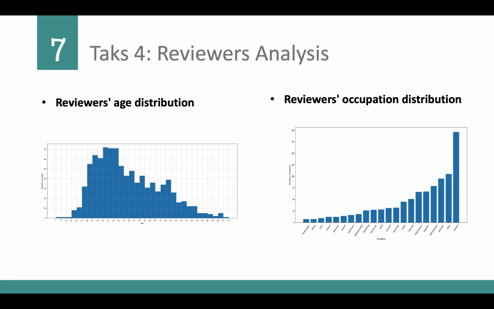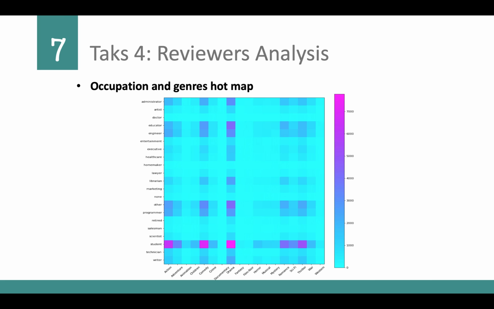Okay, my name is Shen Shaohong. I will introduce our task, Reviewers Analysis. We use the MovieLens 100K dataset, which contains 100,000 user reviews of movies. We first visually analyze the age and occupation of the reviewers, and the histogram here can meet our needs very well. Afterward, we can see that the age of the reviewers mainly ranges from 17 to 31 years old. What's more, most of the reviewers are students.